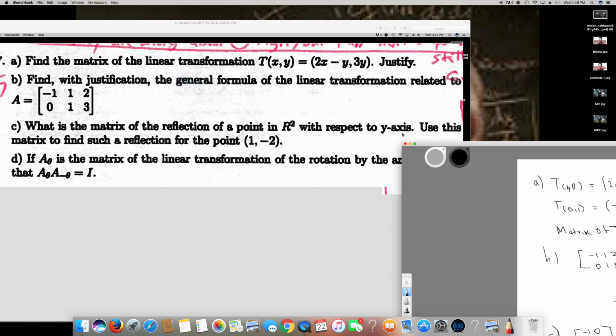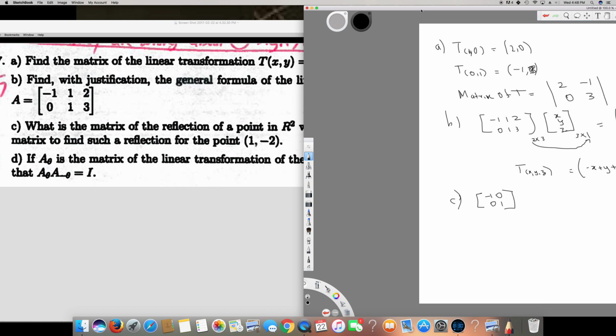They are saying to use this matrix to find such a reflection for the point 1, minus 2. So what I have to do is simply multiply this 1, minus 2 by this matrix and get the final answer. This is x, this is y, so x is going to be on top and y is going to be in the bottom, minus 2.